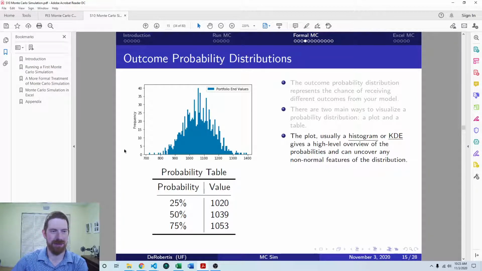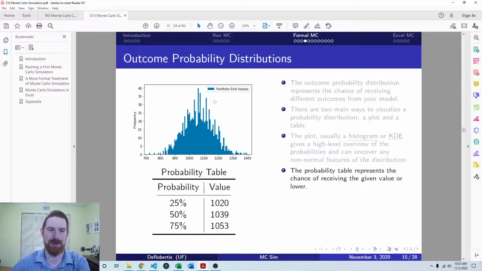And this helps you understand at a high level what the distribution looks like. Is it basically a normal distribution, as is the case here? What's the range of the distribution? And just understanding at a high level, are there heavy tails? Is it non-normal, etc.?